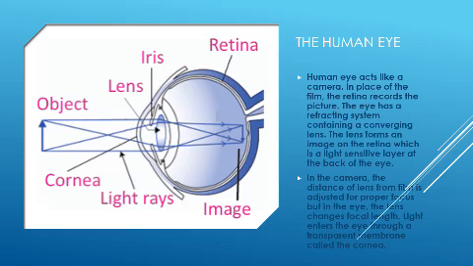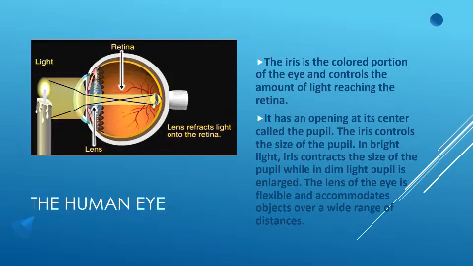Light enters the eye through the transparent membrane called the cornea. In the human eye, the iris is the colored portion of the eye and it controls the amount of light reaching the retina. It has an opening at its center, as you can see in the figure, called the pupil. The iris controls the size of the pupil. In bright light, the iris contracts the size of the pupil, while in dim light, the pupil is enlarged. The lens of the eye is flexible and accommodates objects over a wide range of distances.